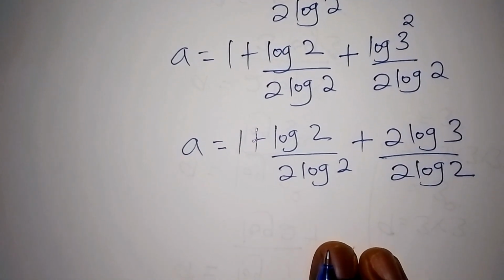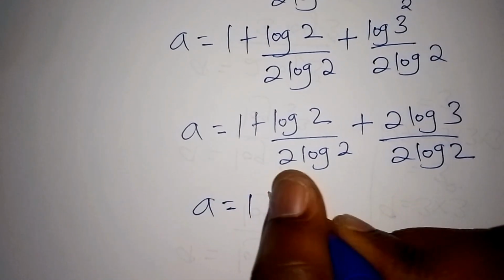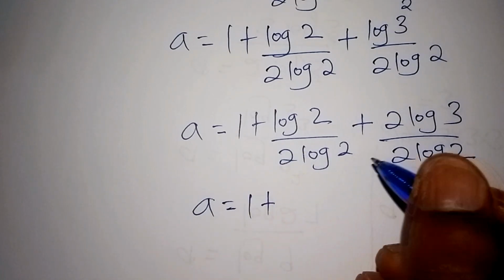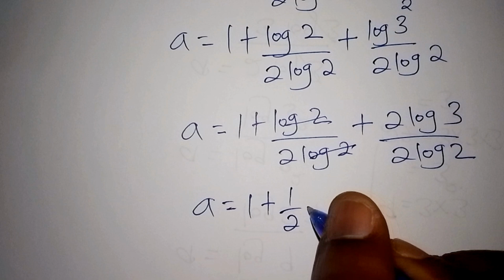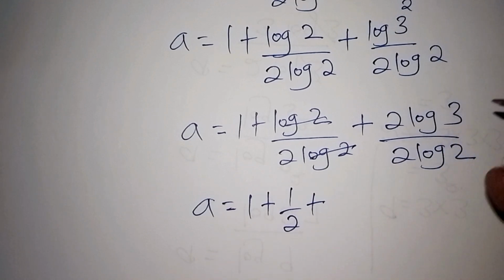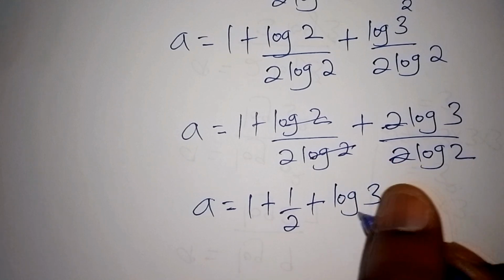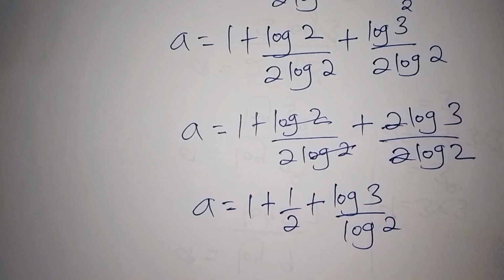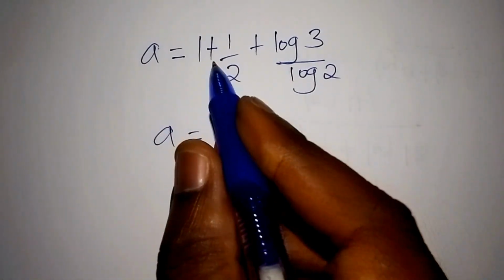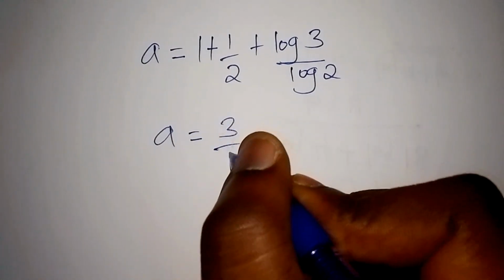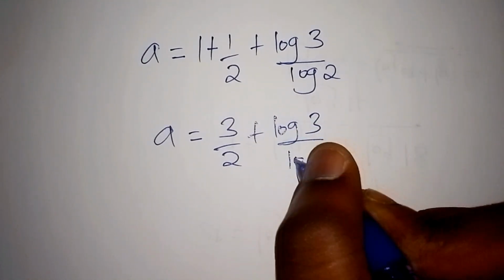So now our value of a is equal to 1 plus, the log of 2 and the log of 2 shall cancel. Now we shall have 1 plus 1 over 2 plus, the 2 and 2 shall cancel, now we shall have the log of 3 all over the log of 2. So when you work out this problem, a is equal to 1 plus a half, we shall have 3 over 2 plus the log of 3 all over the log of 2.